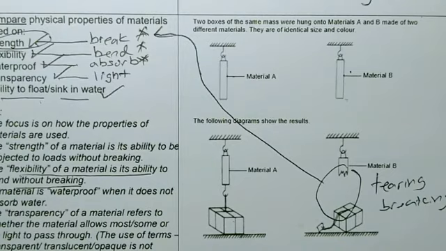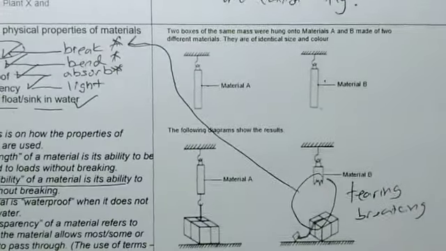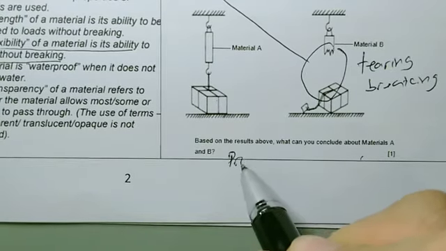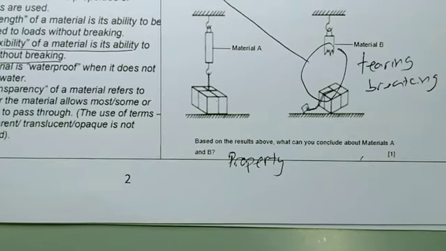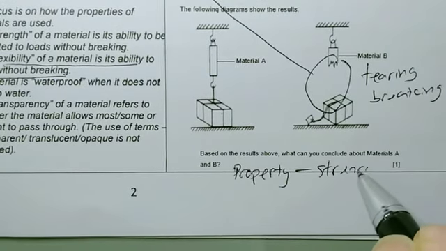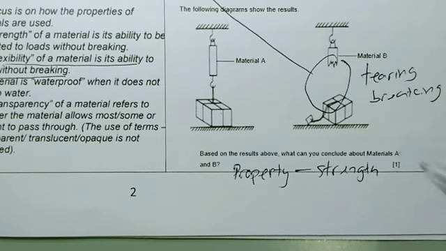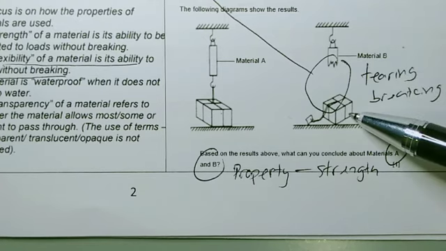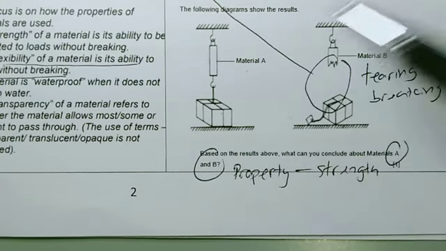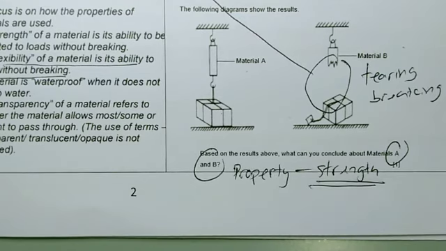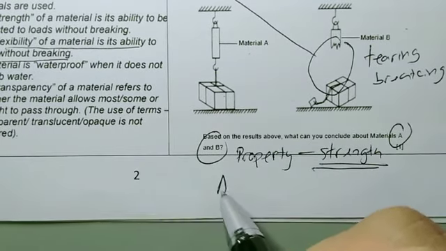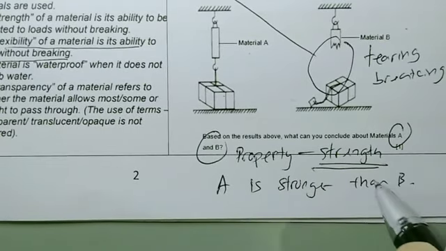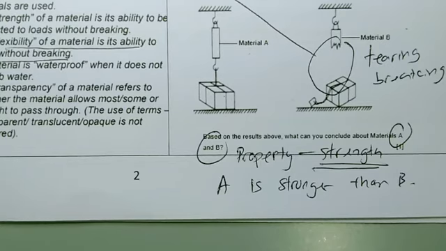So what can we conclude about materials A and B? The question asks what we can conclude about materials A and B. There are 2 things you must take note of. Firstly, what is the property being tested here? It's about strength. Second, they're comparing 2 things, A and B. Material B tore when you hang this box there. Material A did not tear. So you're supposed to compare which one is stronger. So the conclusion is A is stronger than B. And that will be your answer.